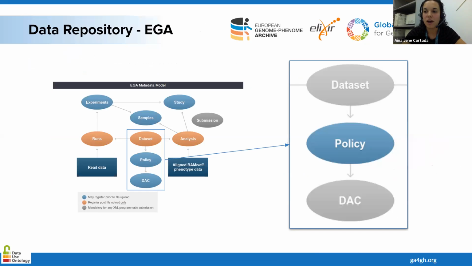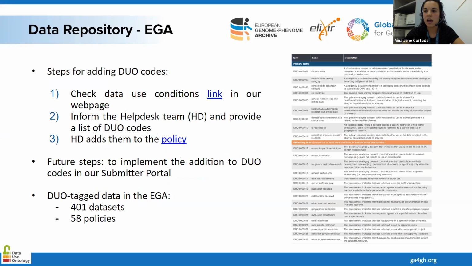Thank you, of the objects of a regular submission at the EGA. So as you can see, we already have an object that is called policy, that in this object we store the information for the terms and conditions for certain data. And when we started implementing the DUO codes, we started adding these DUO codes to the policy structure, which as you can see, is also directly linked to the DAC and to the dataset. So in the next slide, please, you will see how we implement these DUO codes in the submission.